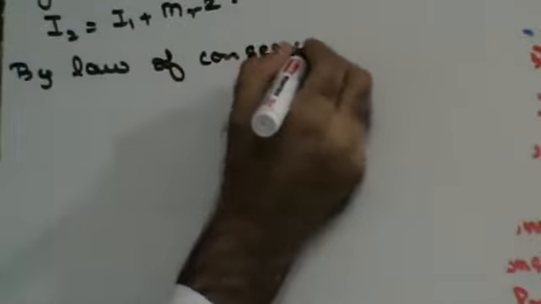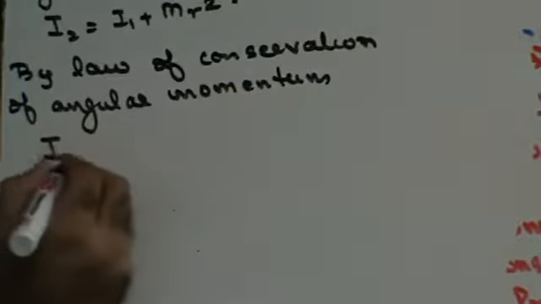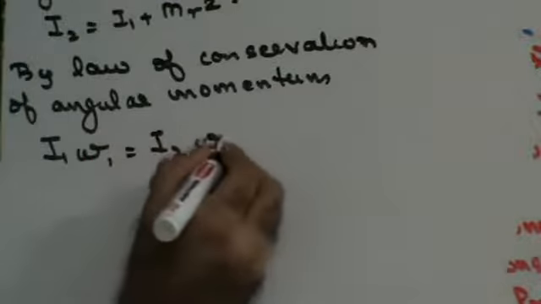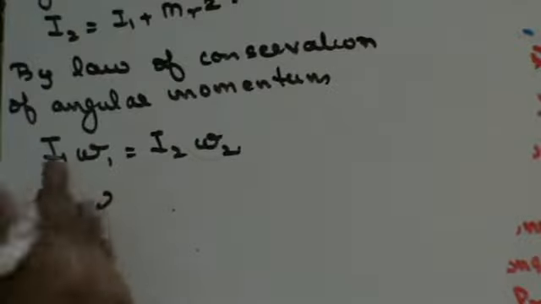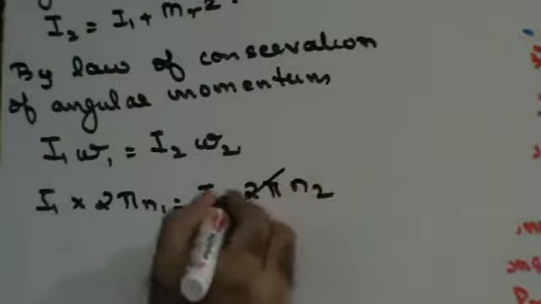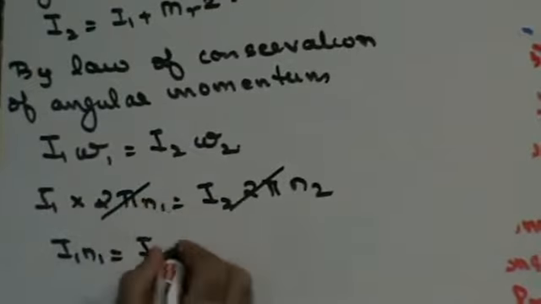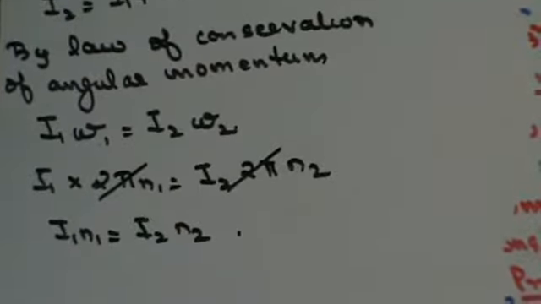Now, before the blob fell on the flywheel and after it falls, the angular momentum should remain the same. So by the law of conservation of angular momentum, I1 omega 1 should be equal to I2 omega 2. I1 into 2 pi n1 should be equal to I2 into 2 pi n2. 2 pi gets cancelled, so I1 n1 should be equal to I2 n2. Right? Now substitute the values and you should get your answer.